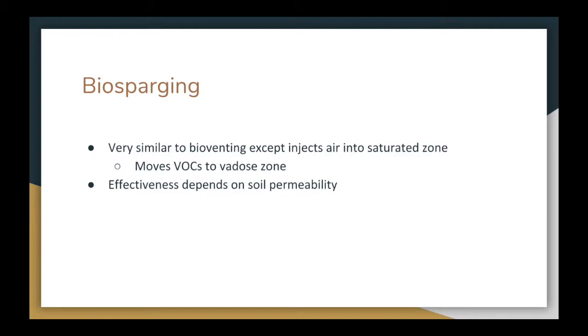Biosparging is very similar to bioventing in that air is injected into the soil to increase microbial activity. The difference is that it's injected into the saturated zone to promote the upward movement of VOCs to the unsaturated zone to be degraded. Its effectiveness depends on soil permeability, which determines pollutant availability to microbes.